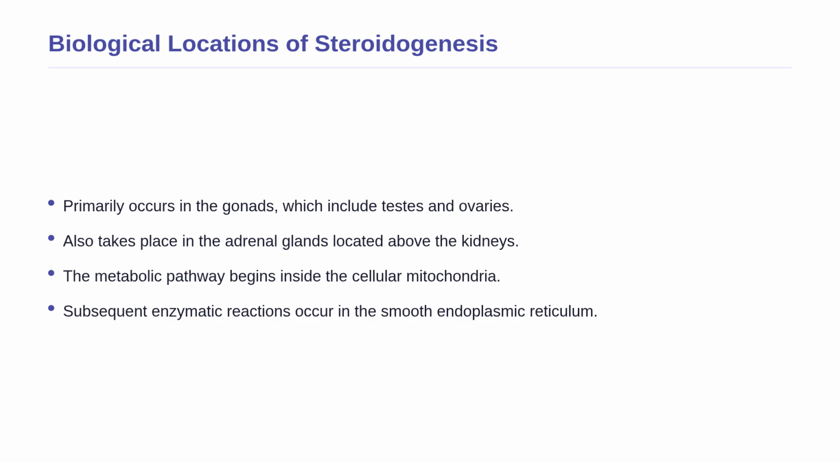At the cellular level, this pathway begins inside the mitochondria. After the initial steps, the intermediate molecules move into the smooth endoplasmic reticulum, where a series of specific enzymatic reactions dictate the final hormone product.